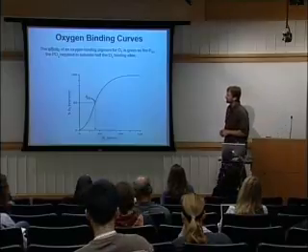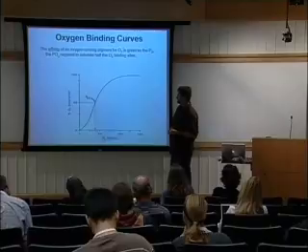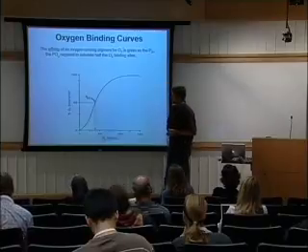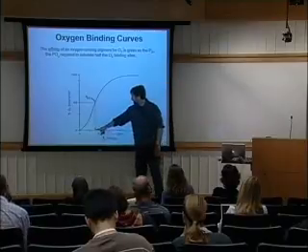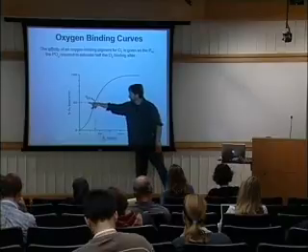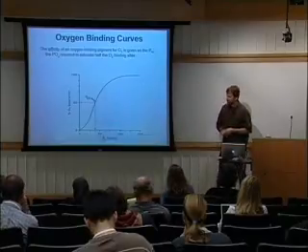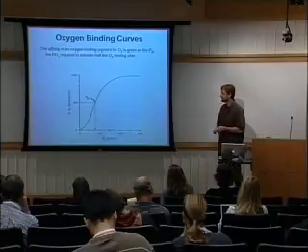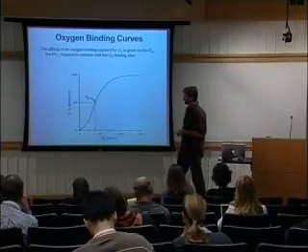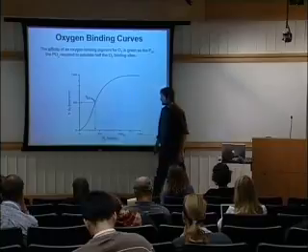Physiologists normally characterize the affinity for oxygen using a P50. That's the partial pressure of oxygen that gives you 50% saturation of the respiratory protein. So half of the binding sites are occupied by oxygen at this partial pressure of oxygen.